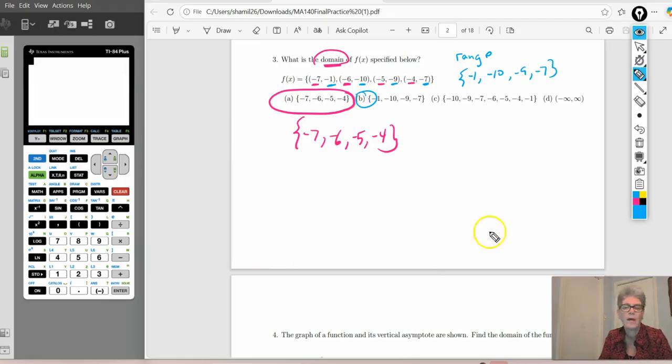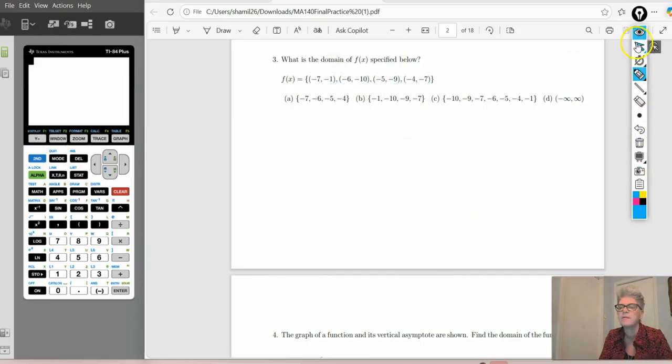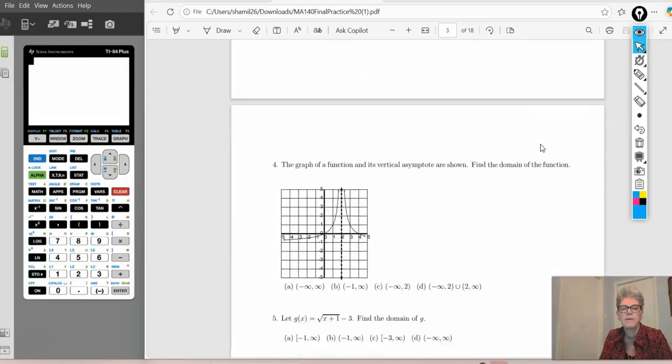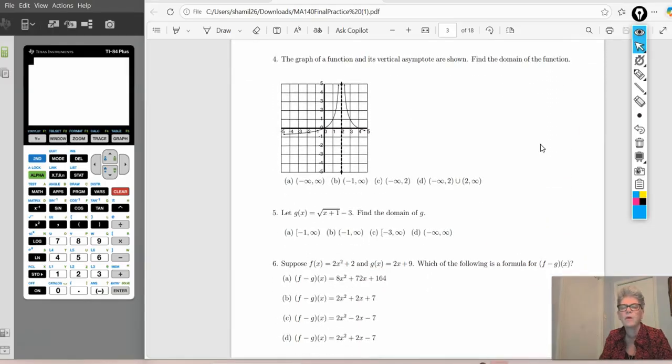Okay, and depending on the year, sometimes they'll ask for domain, sometimes they'll ask for range. This time they asked for range. All right, let's keep going. What is the domain of this function? Well, you can see what you have there.